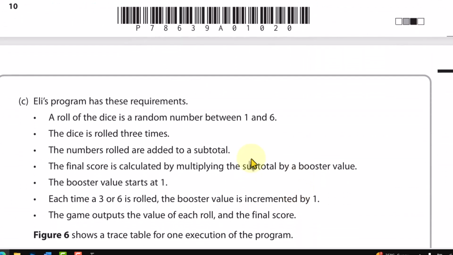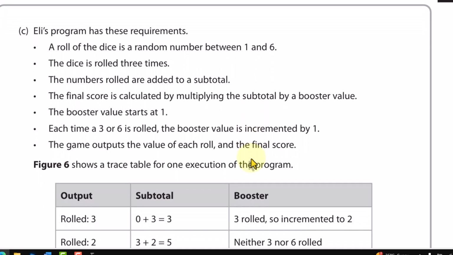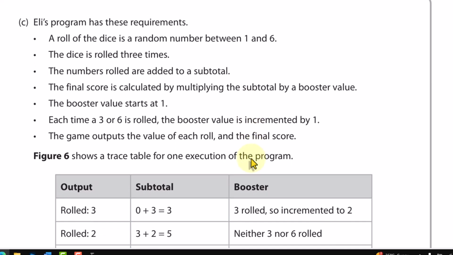Let's go to the next one. Okay, Ellie's program has 3 requirements. A roll of the dice is a random number between 1 and 6. Good. The dice is rolled 3 times. The numbers rolled are added to a subtotal. It means we just want to know the total of the scores we got.